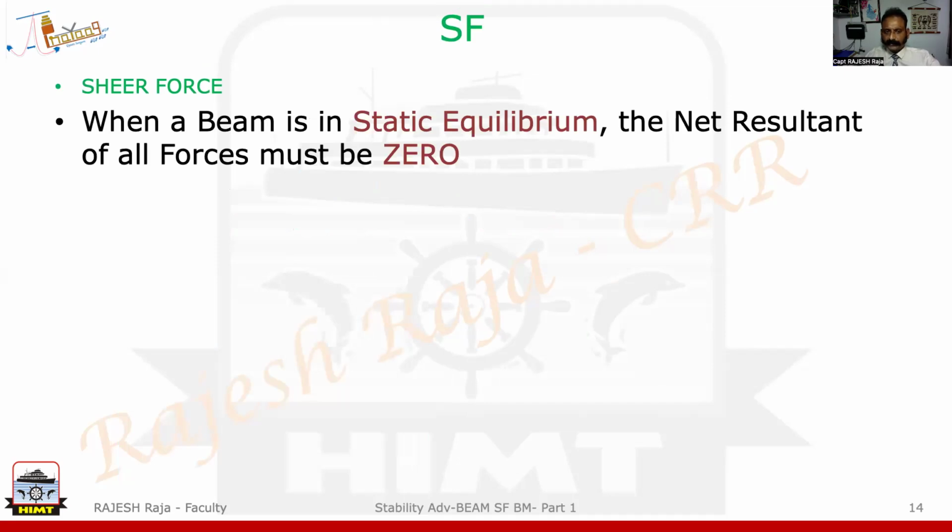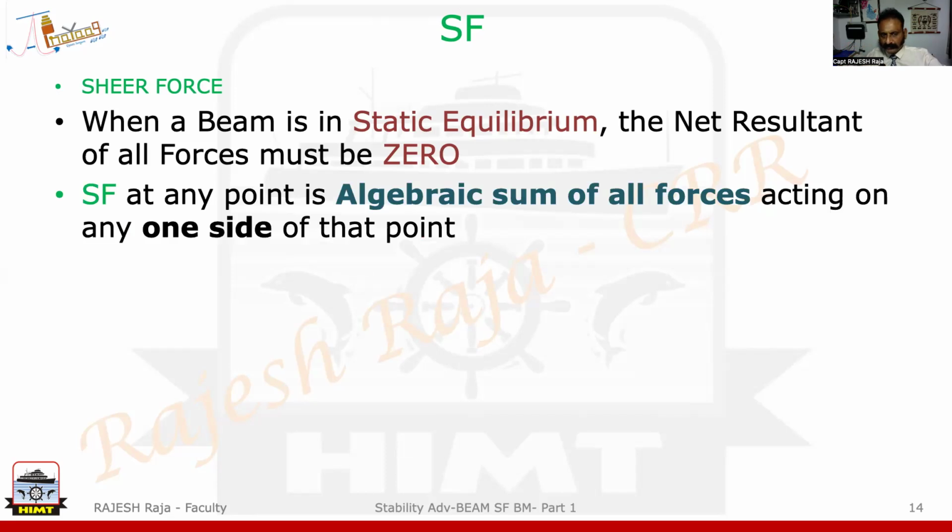When a beam is in static equilibrium, that means nothing has gone wrong, it has not got damaged, and if I remove the forces acting on it, it will come back to its own shape. In this condition, which is called static equilibrium, I'm not putting any dynamic forces also, the net resultant of all the forces acting on that particular beam should be zero. I can put it in a different way, that means at any point, the algebraic sum of forces acting on any one side is how this whole calculation of your SF and BM is done.